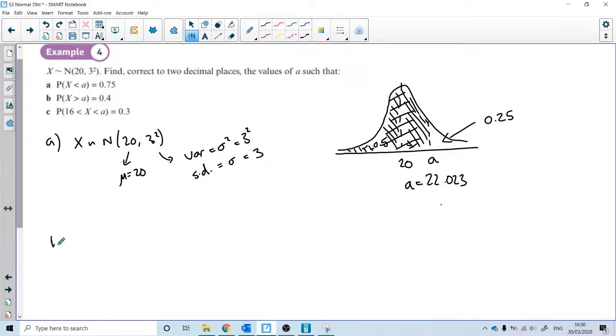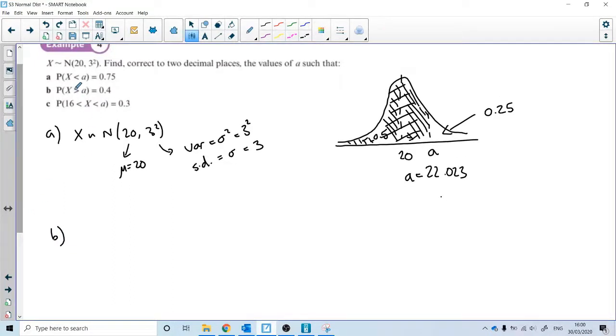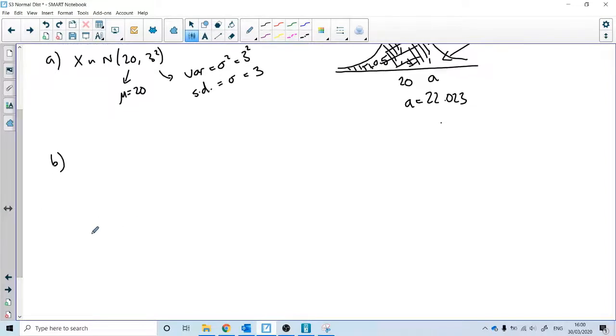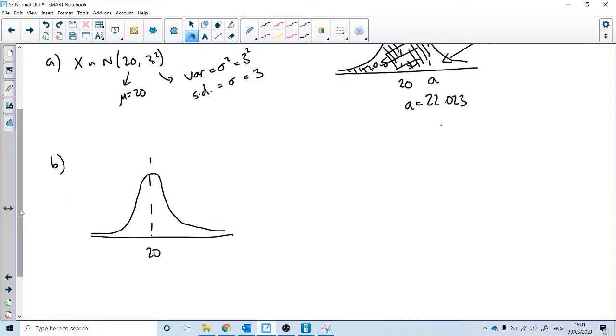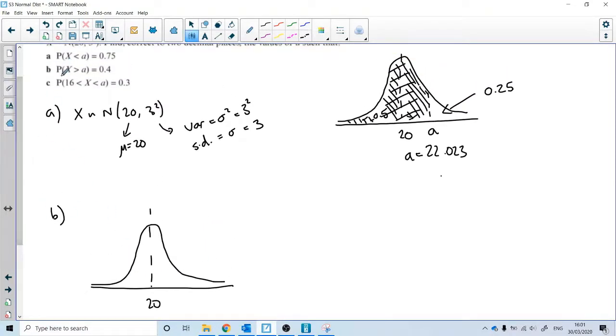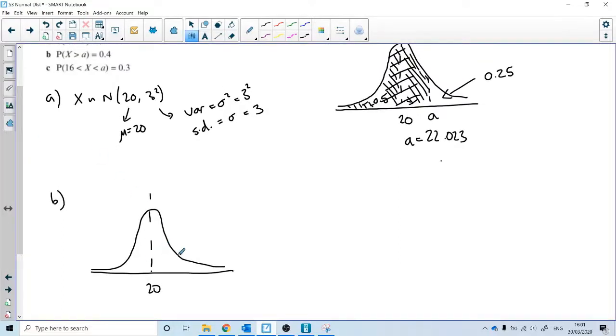Let's have a look at b then. So we want the probability of x being greater than a to be 0.4. So let's draw a sketch again. In the middle we've got 20. And let's try and work out where a needs to be on our horizontal axis. So this says the probability, the area to the right of a is 0.4. So this probability to the right of 20 is a half. So we know that a, again, must be to the right of 20. Because if it was to the left of 20, then the area to the right of it would have to be more than a half. And we know that that area there is 0.4.